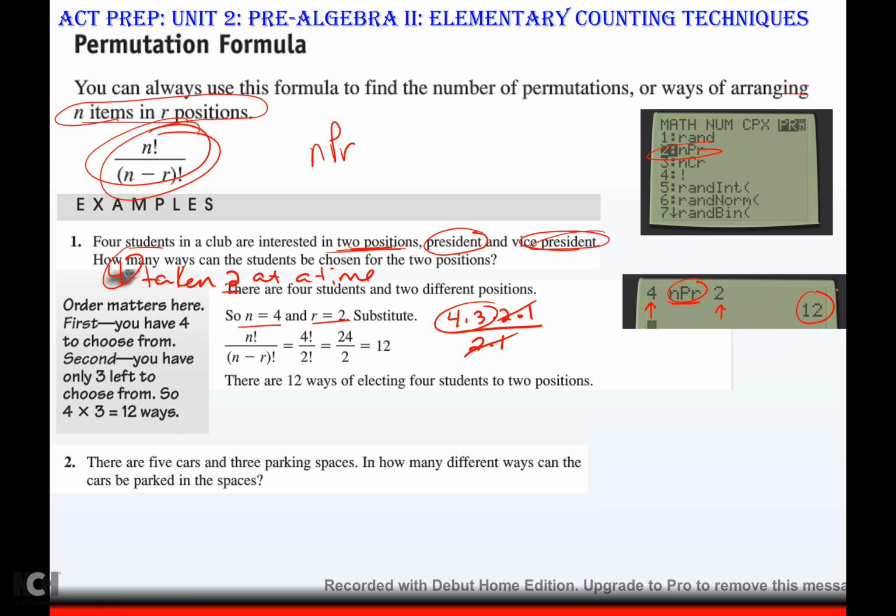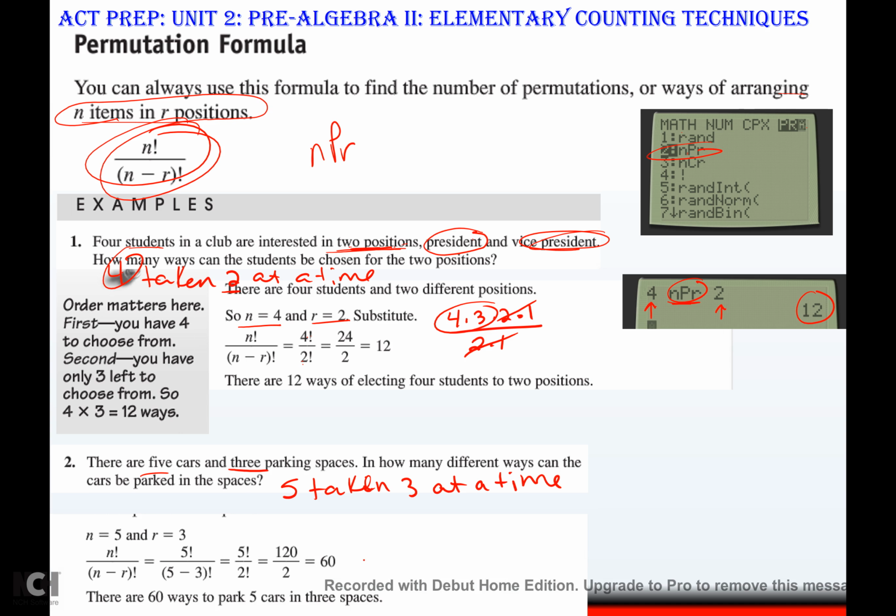Number 2 says there are 5 cars and 3 parking spaces. In how many different ways can the cars be parked in the spaces? Again, you have 5 cars, and you're taking 3 at a time. So you got 5, taking 3 at a time. And again, order matters because if one car goes into the first spot, that car can't also be in the second spot. So order matters. They did it the long way, the factorial way. Again, calculator, you type in 5 nPr 3 and you get 60.